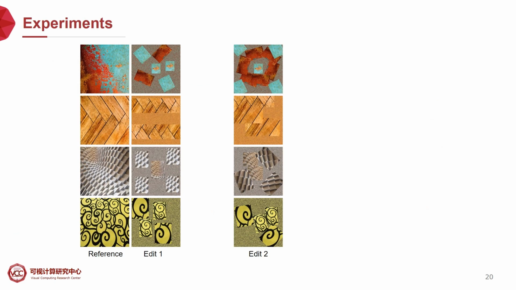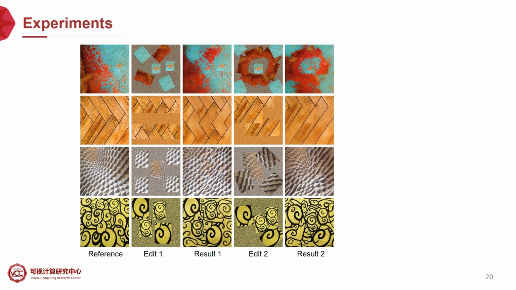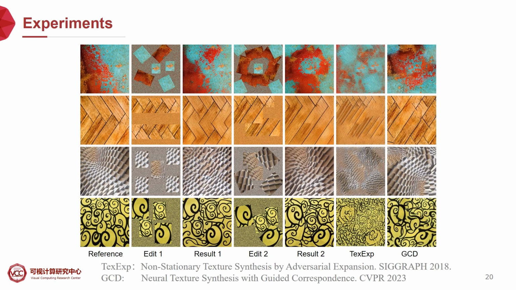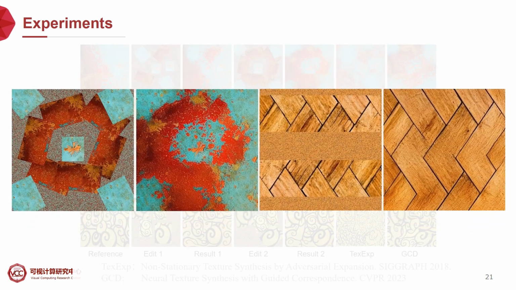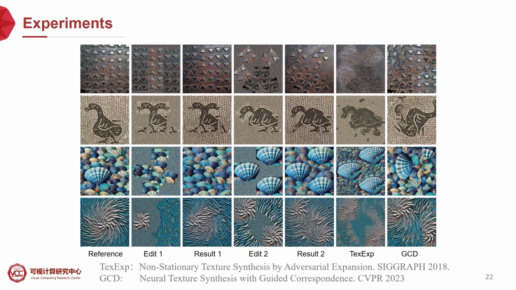Now we show more experimental results. We edit two layouts for each reference texture. We also compare our results with two existing methods, TextureExpansion and GCDLoss. Here are the zoom-in of our results. We can see that our synthesis yields high-quality local texture details, and more importantly, favorably preserves the global structure or layout of user edits. And more results and comparisons.